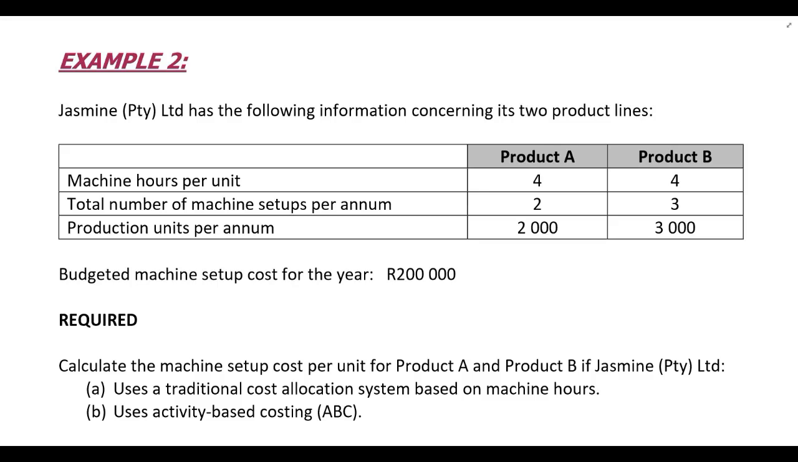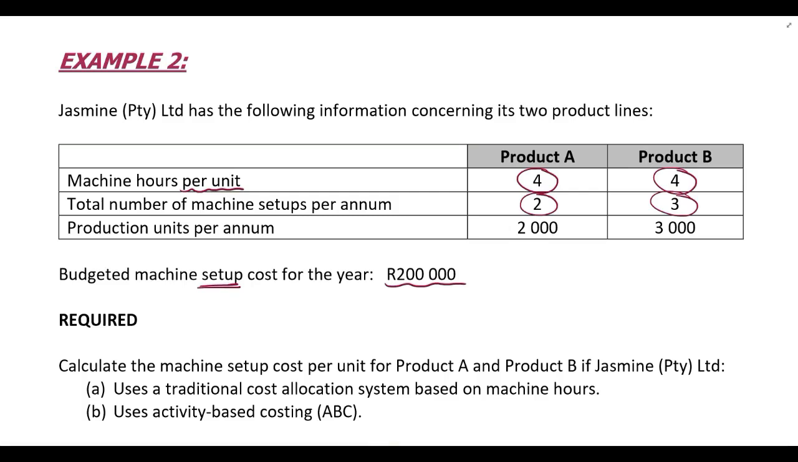So here we are still dealing with Jasmine Pty Limited with the two products, product A and B. But now my machine hours per unit, both of them take 4 hours per unit. The number of setups, product A has 2 setups per annum and product B has 3 setups per annum. And my production units, 2,000 and 3,000. And I still have the same budgeted setup cost for the year of 200,000 Rand.